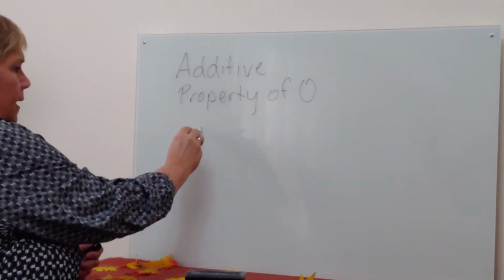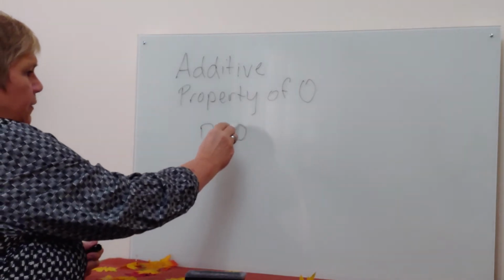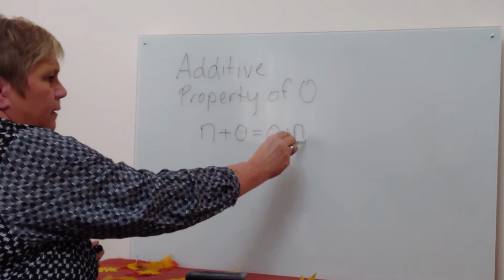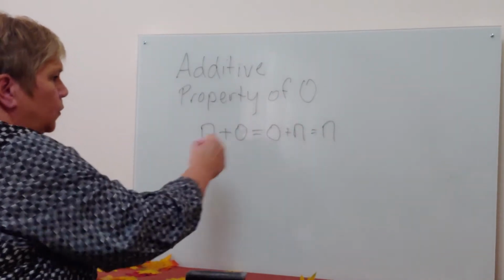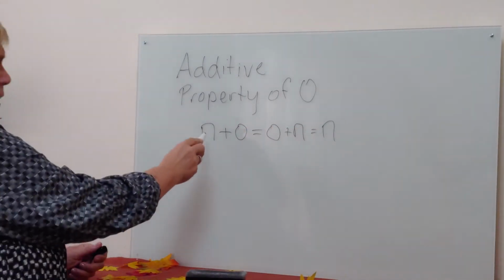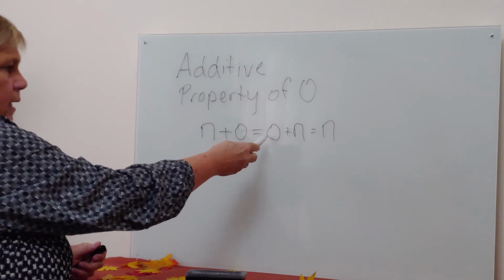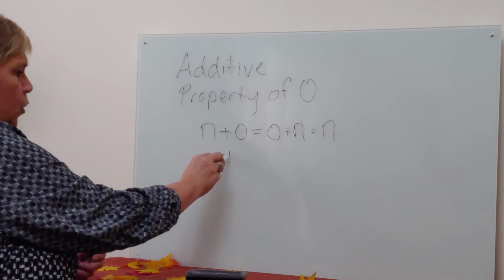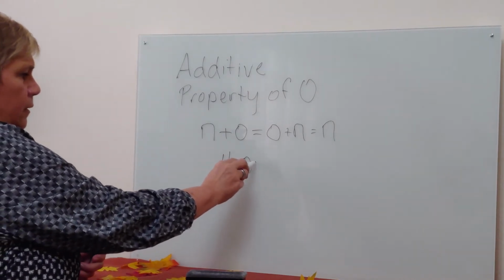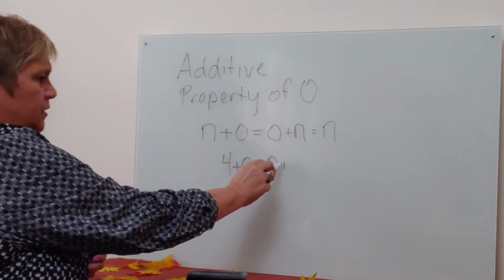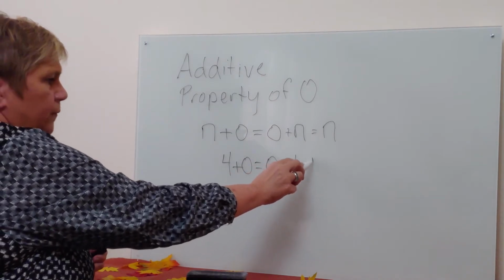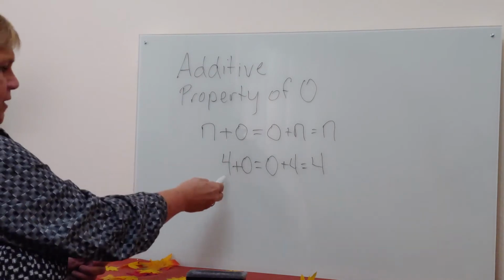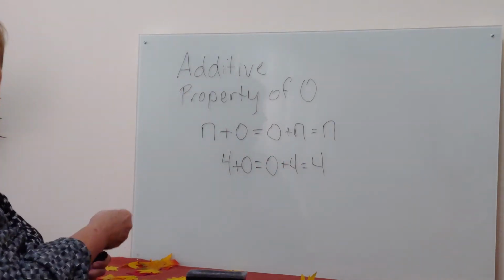Simply stated, n plus 0 equals 0 plus n equals n. Well, what does all that mean? Any number plus 0 equals 0 plus any number equals n. Let's give it a number. 4 plus 0 equals 0 plus 4 equals 4. So all of this means is anytime you add 0 to a number, it equals the number. Simple.